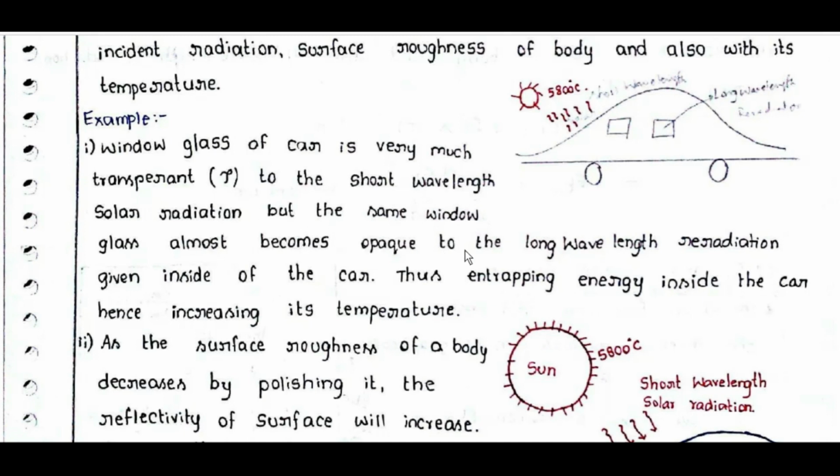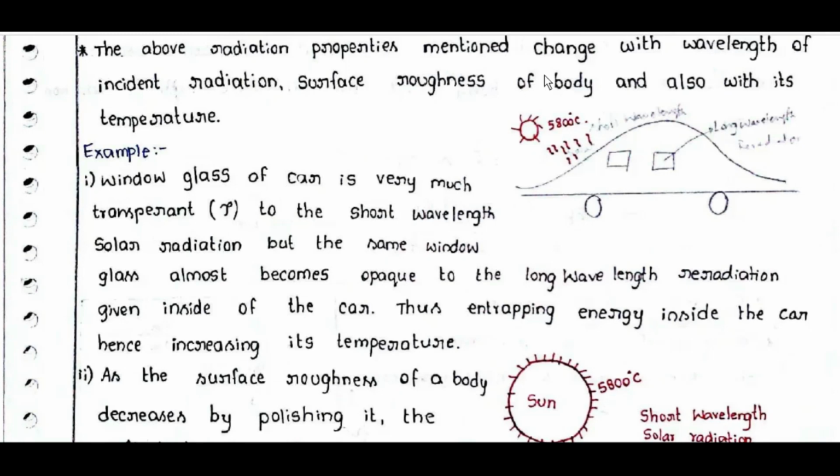becomes opaque to long wavelength radiation given inside of the car, thus trapping energy inside the car, hence increasing its temperature. That is why if you keep car in sun, it will be too heated inside.